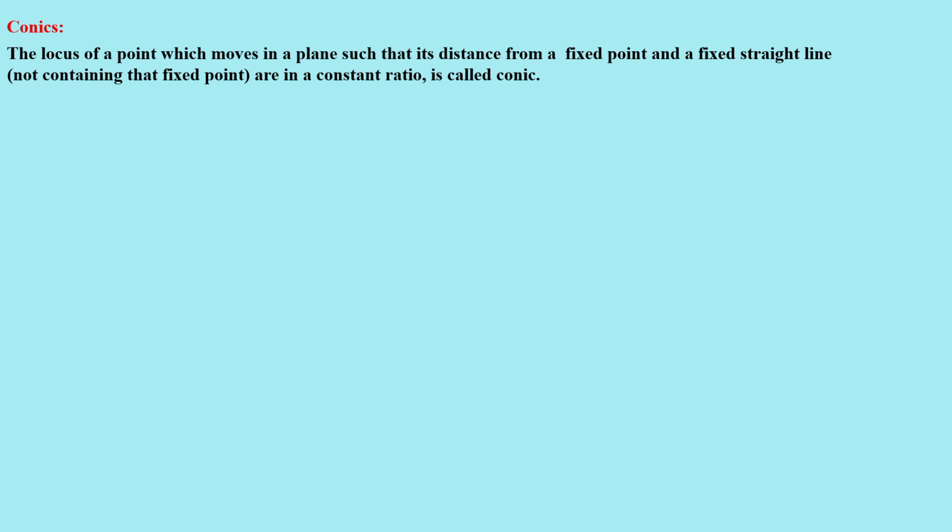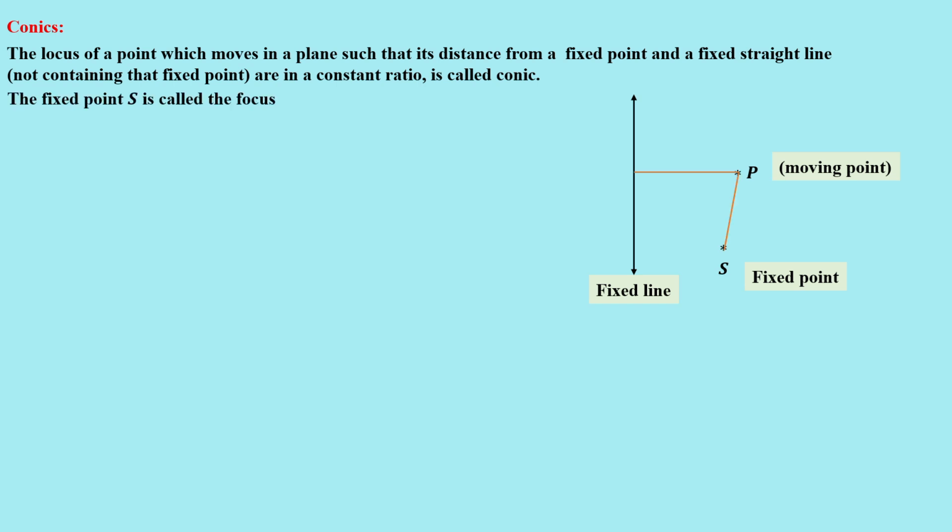We have already seen this definition, the starting point for the circle. So, fixed line, fixed point, moving point. The fixed point S is called the focus. The fixed straight line is called the directrix.